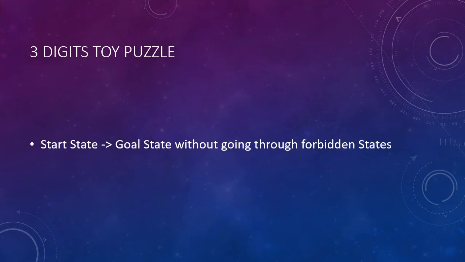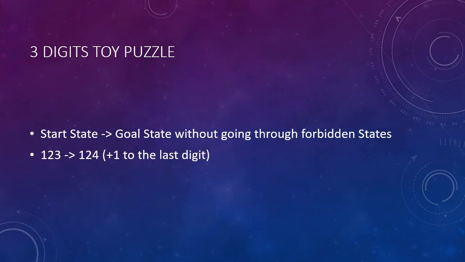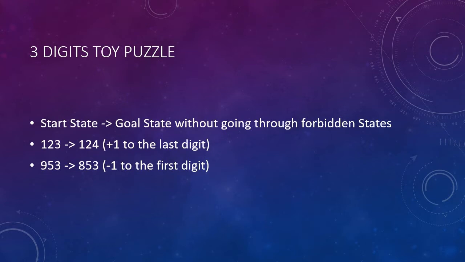So given a 3-digit number called S, a start, and G, a goal, and also a set of 3-digit numbers called forbidden, we want to get from the start state S to the goal state G in the smallest number of moves. A move is defined as a transformation of one number into another number by adding or subtracting 1 to one of its digits. For example, a move can take you from 123 to 124 by adding 1 to the last digit, or from 953 to 853 by subtracting 1 from the first digit.